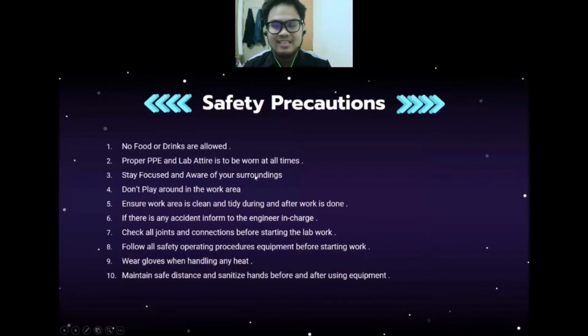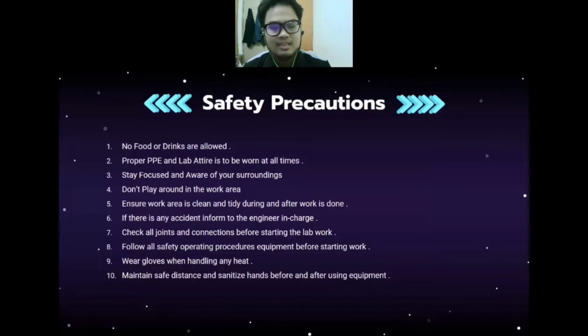For the next slide is safety precaution. First is no food or drinks allowed. Second is proper PPE and lab attire is to be worn at all times. Number 3 is stay focused and aware of your surroundings. Number 4 is don't play around in the work area. Number 5, ensure the work area is clean and tidy during and after work is done.